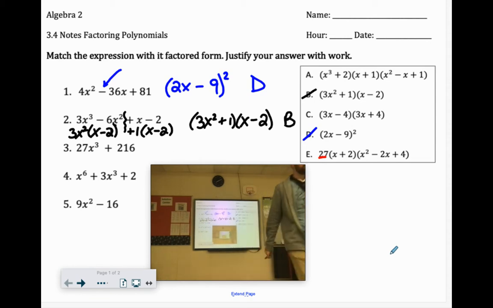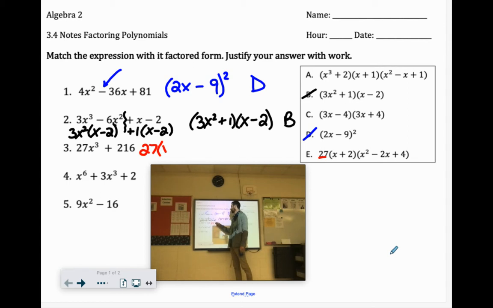Probably 8. 216 divided by 27. 8. All right, so if we factor out the 27, we're left with x cubed plus 8.